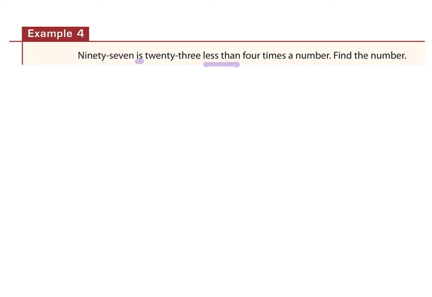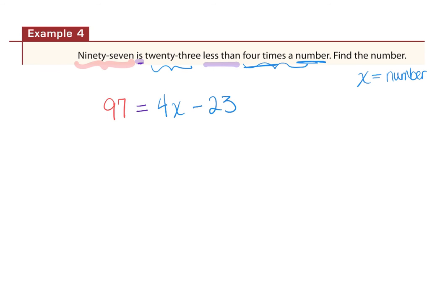So we're going to interpret this. 97, we should all know how to write 97. That is my equal sign. Now, our number is 23 less than 4 times a number. Do we know that number? No. We do not. So we need to assign a variable. X is going to equal that number, the number that we are looking for. So if we have 4 times the number, how would we write it if I said my number is X? 4X. And how would I write 23 less than 4X? 4X minus 23. And now I have an equation.